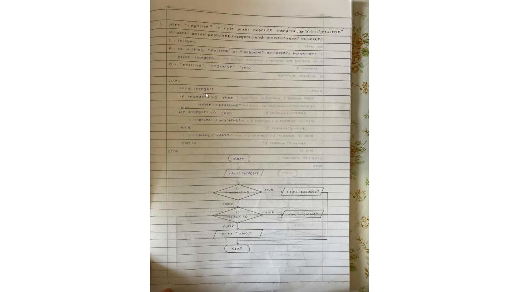We start with the start. This is the process, read integers. If integers larger than 0, then print positive. Else if integers less than 0, then print negative. Else, print 0. This is the process. And end if, stop. Okay, and this is the flowchart, which is almost the same as the pseudocode, but in a graphical way.